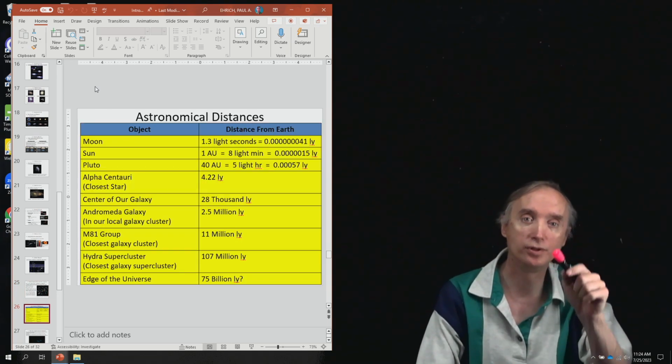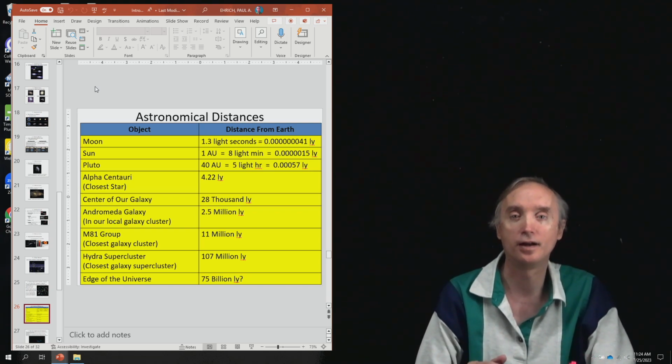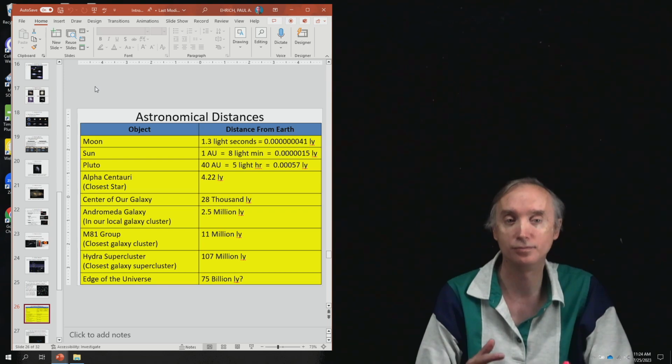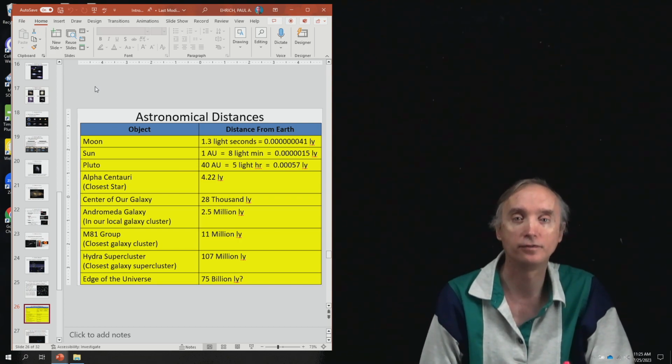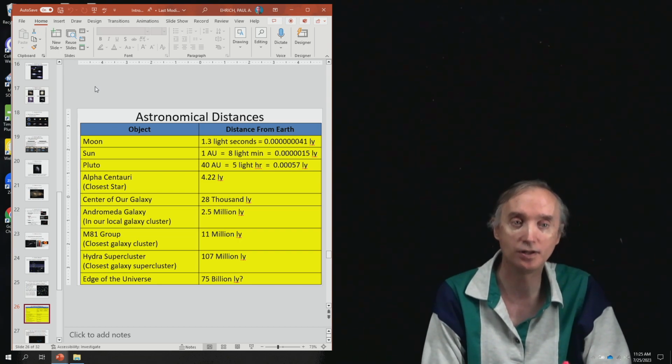Okay, and so you should know, for example, that it takes light about 8 minutes to get to the Earth from the sun. And then you should know that, for example, it takes about 5 hours to get out to Pluto. And then it takes about 4 years to get to the closest star. But that's about it.